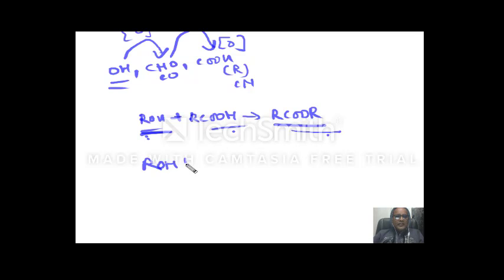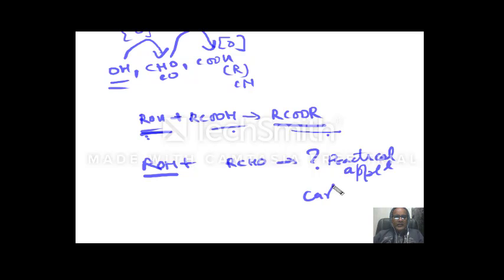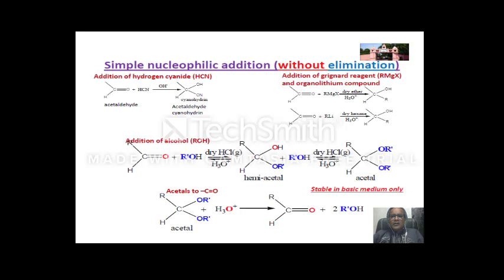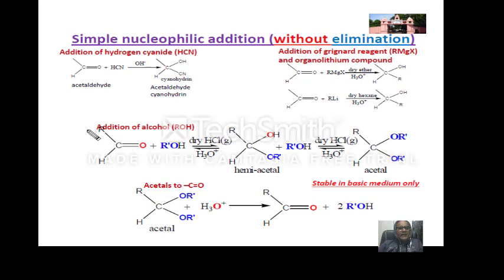What happens when you start adding alcohol to an aldehyde, right? This is interesting because it has huge practical applications, especially in the case of carbohydrates. I'm going to show that, but for now, let's go back and see what we are trying to see. So this is an aldehyde, RCHO, and I am adding an alcohol. Now I need an acid, and I have taken HCl gas. This is dry, right?